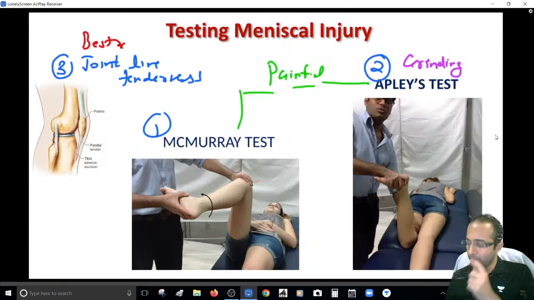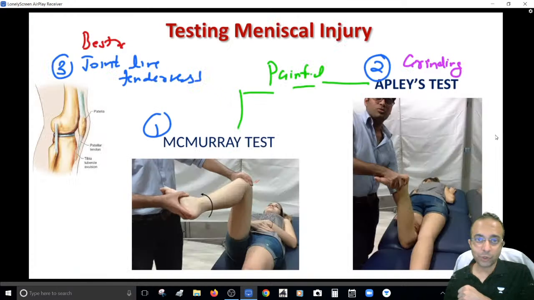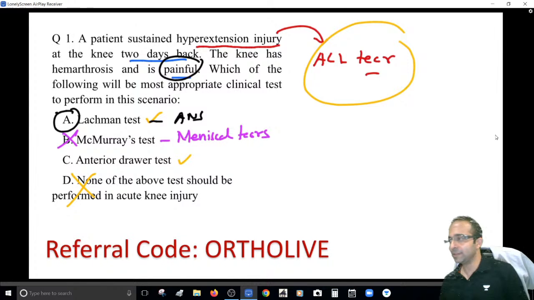The problem with the anterior drawer test, as we have just discussed, is that it requires so much knee flexion, so it is not suitable in acute injury. So in acute injury, more suitable would actually be the Lachman variant. So clear, Debraj, clear, Gautam. So clear with these points. Can I just now move ahead and take up another one?